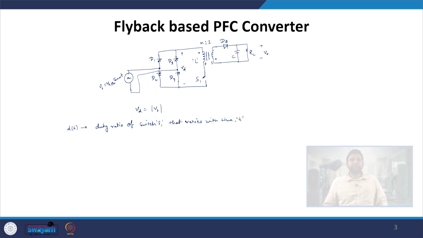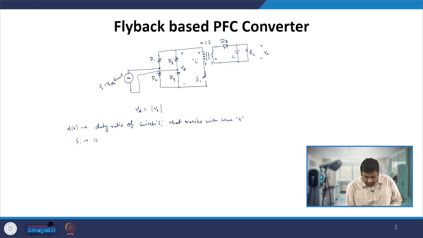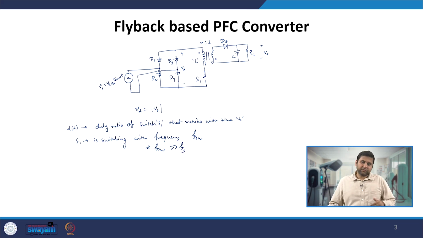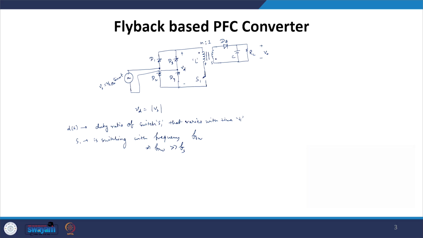Time t, and here again this switch S1 is switching with frequency FSW, where FSW is very much greater than Fs, where Fs is the line frequency, which is generally 50 hertz or 60 hertz. Now again we can apply the volt second balance on this coupled inductor.